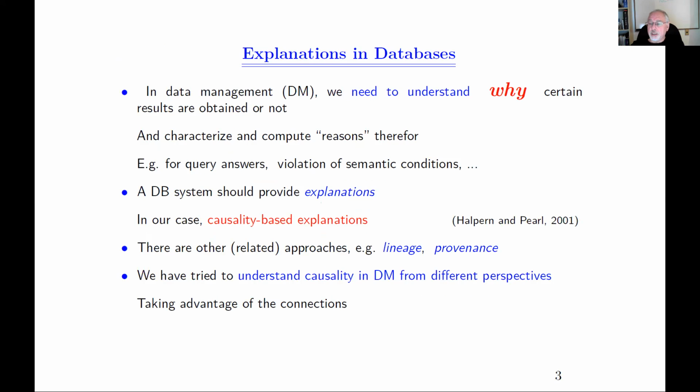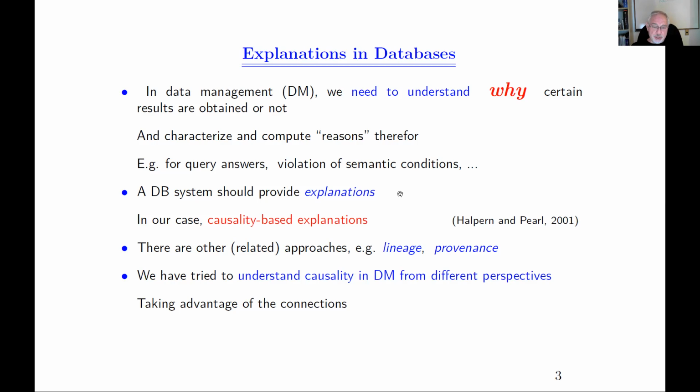So in data management, we need to understand why certain results are obtained or not. We want to characterize and compute the reasons for those results. Those results could be query answers, some violations of semantic conditions like integrity constraints, and so on. And the database management system is expected to give explanations. And in our case, we are thinking about causality-based explanations. There are other related approaches like lineage, provenance, and actually we are going to see some connections with causality.